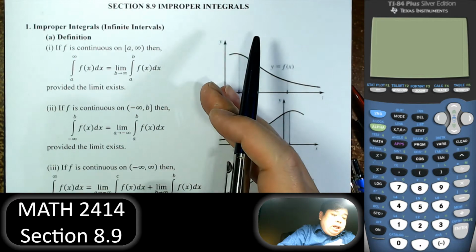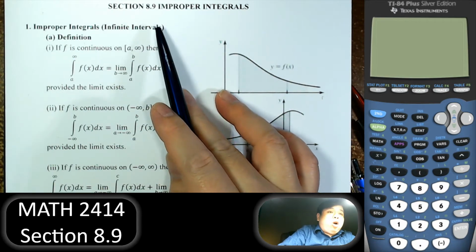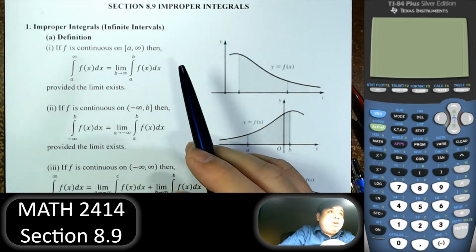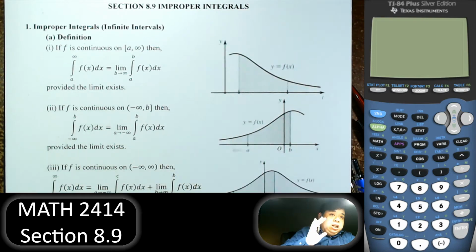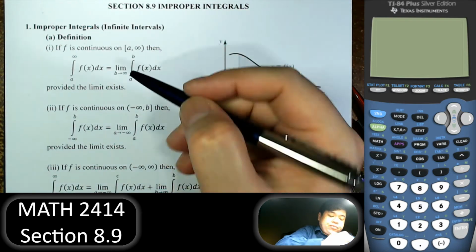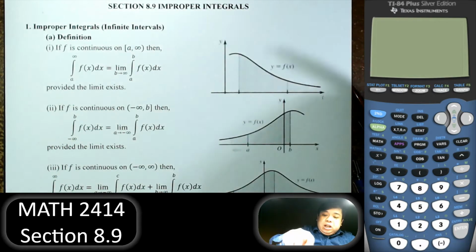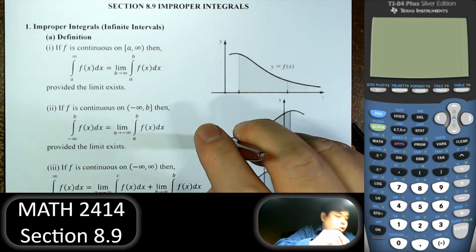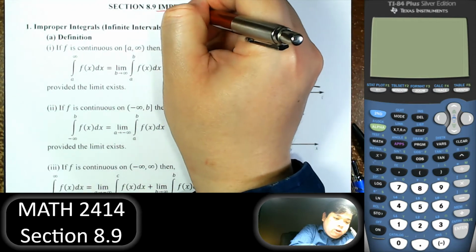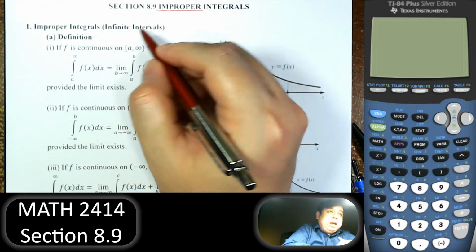In this section, when we talk about improper integrals, it is going to be a definite integral, meaning the integral that has the limits, like this. And what makes it improper will be due to two things. The first one is infinite interval.